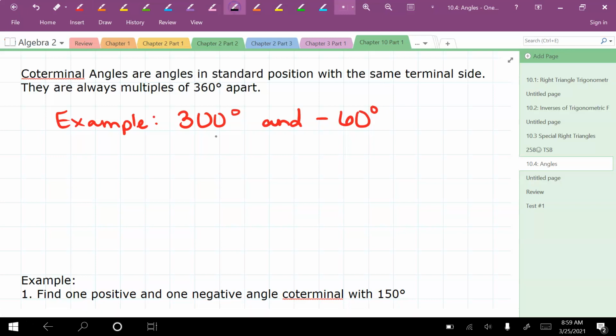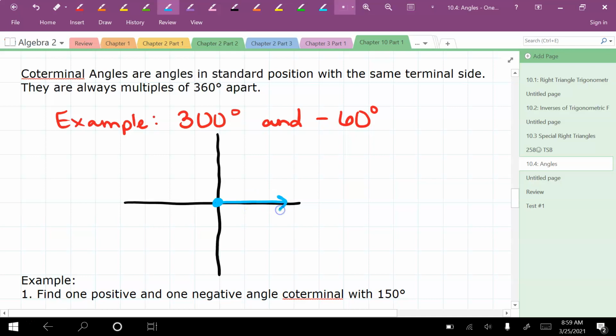So if I think about my graphing here, if I did 300 degrees, starting in standard position, that would be down here in quadrant 4, because if I go this way around the angle, that's 300 degrees. The negative 60 would be going the opposite direction. So those two together, if I look at their difference, if I take 300 minus negative 60, I get 360, which is within the same rotation. So these would be examples of coterminal angles.